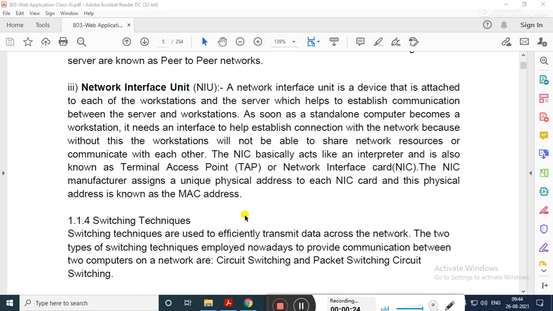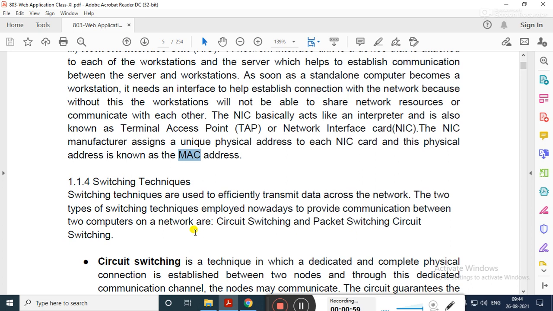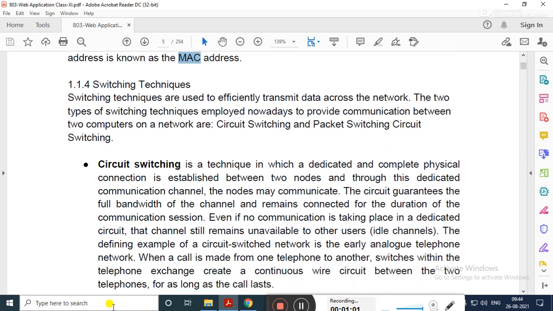So, what is switching in networking? One important thing: the full form of MAC address is media access control. Remember, the full form of MAC is media access control. Now we move forward to the switching techniques.